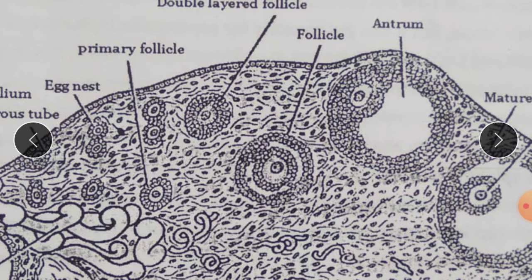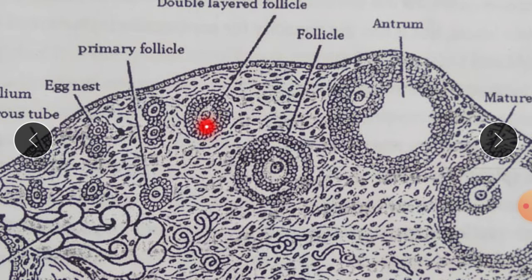As they grow, their size is increasing, and the number of follicular cells is also increasing. The cells around the centrally located ovum are known as follicular cells. These follicular cells nourish the centrally located ovum.